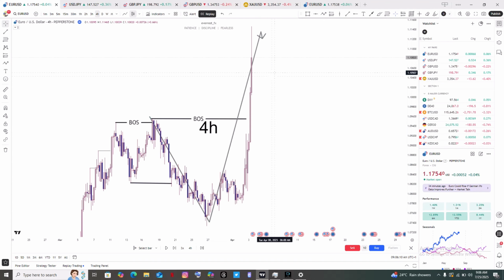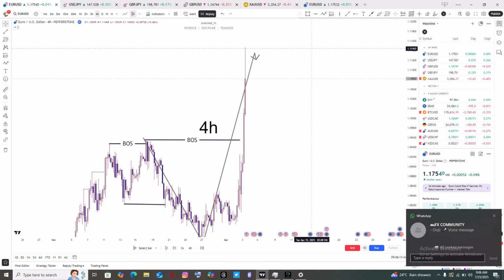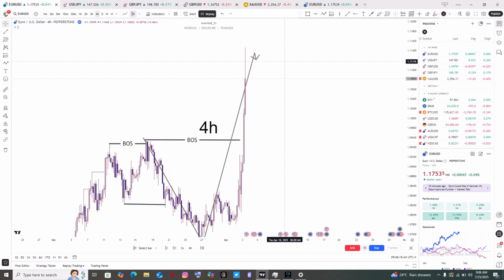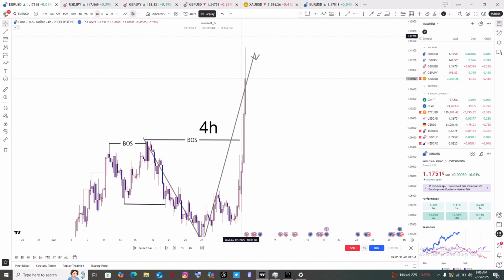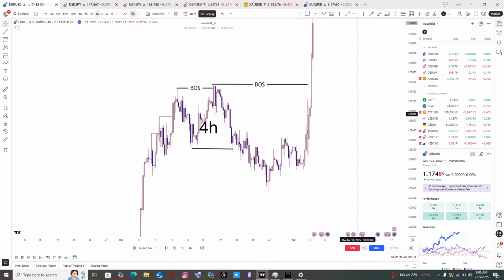What are we expecting? Based on our rules, first is 4 hours. After 4 hours, next is 1 hour, right? And after 1 hour, next is 15 minutes. Now, we're expecting this market to do something like this and continue. This is what we are automatically expecting in the market. We are automatically expecting this market to come down like this and continue to the upside. So, what are we going to do now?